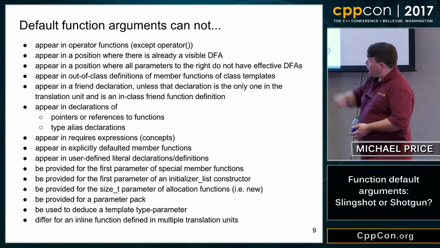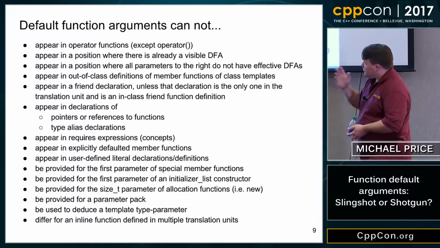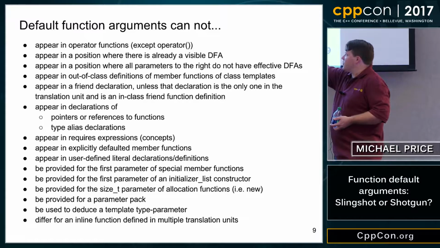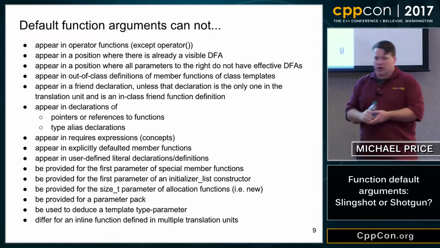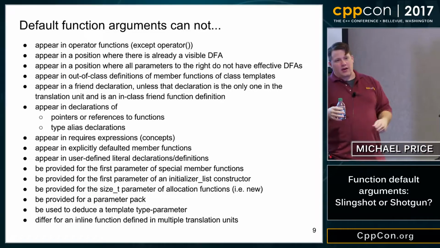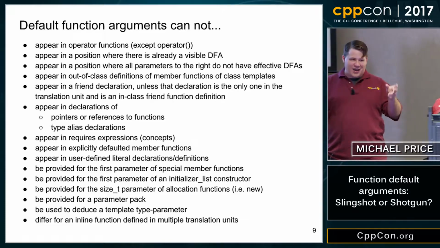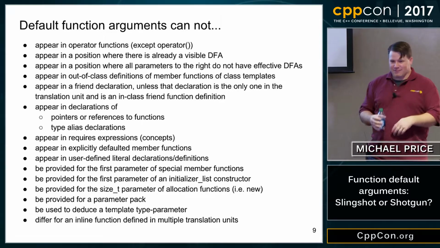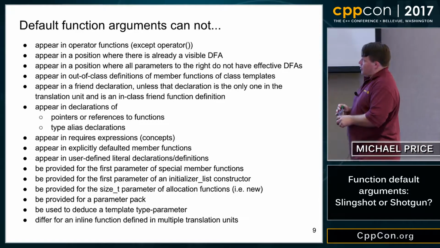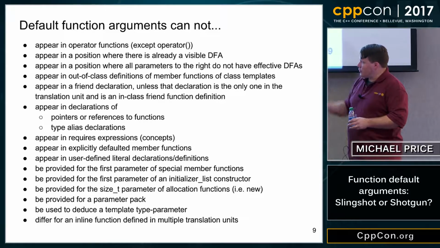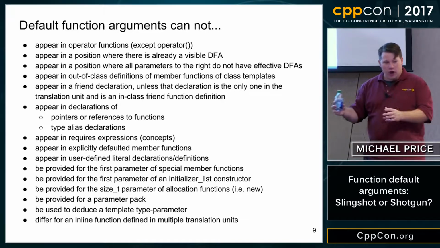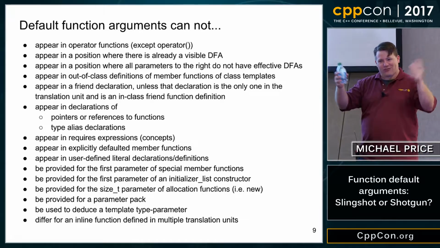It can't show up in defaulted member functions or user-defined literals. There are other things, like it can't be provided for the size_t parameter of a custom new function. You can't say, oh, if you don't say what size, I'm going to say 10. They won't let you do that. There are other things that make sense, right? It can't be for a parameter pack, because that's the other feature that lets you throw extra things in.